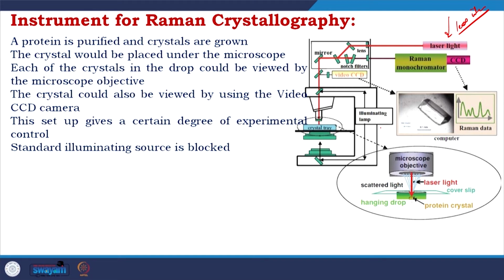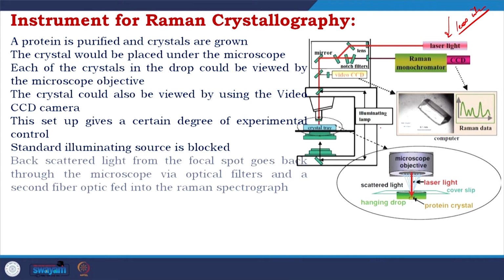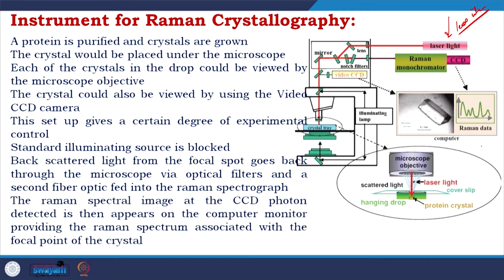The standard illuminating source is blocked, as I told earlier. Back scattered light from the focal spot goes back through the microscope via optical filters and a second fiber optic, fed into the Raman spectrograph. So, the Raman spectrograph is continuously generated. The Raman spectral image at the CCD photon detector then appears on the computer monitor, providing the Raman spectrum associated with the focal point of the crystal.